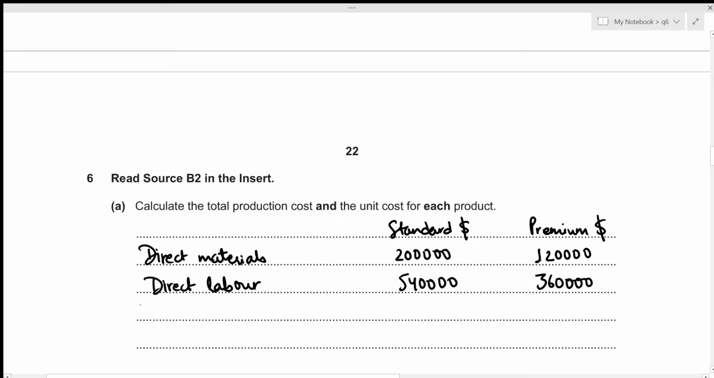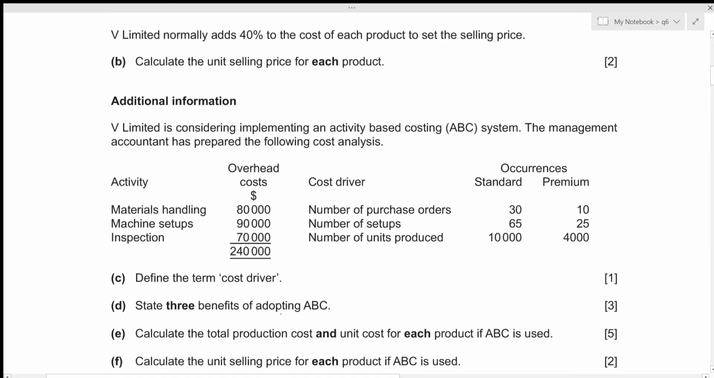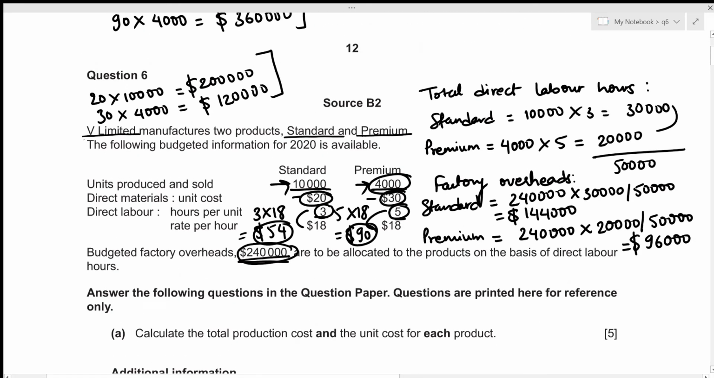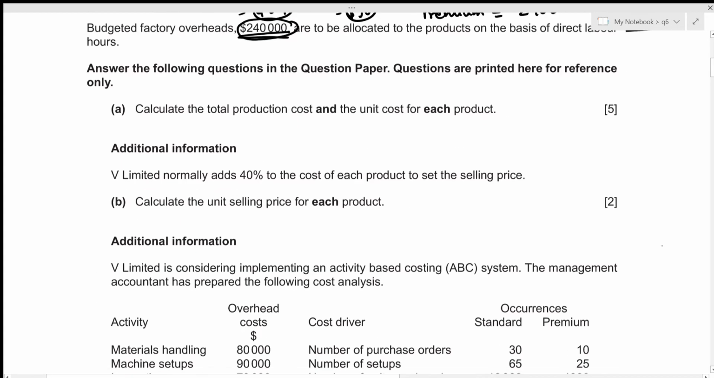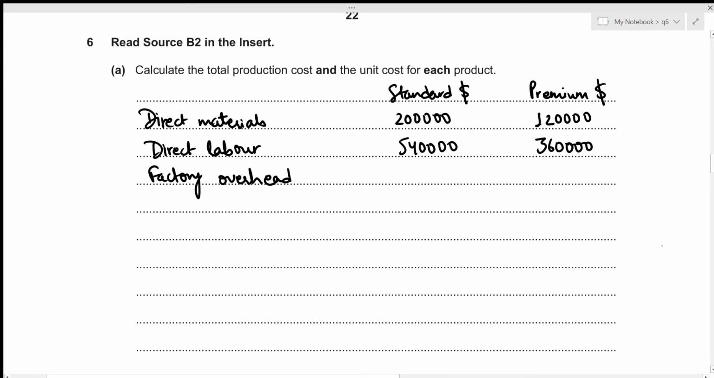Now our next cost will be that of factory overhead. Let's have a look above. We can see that we already figured out our factory overheads for standard to be 144,000 and for premium it was 96,000. So let's substitute these two values into our statement as well. That is 144,000 for standard and 96,000 for premium. So now we can easily figure out our total production cost.